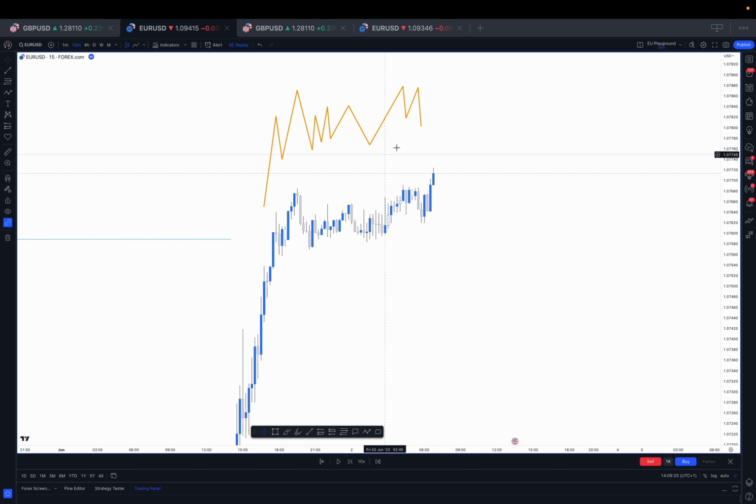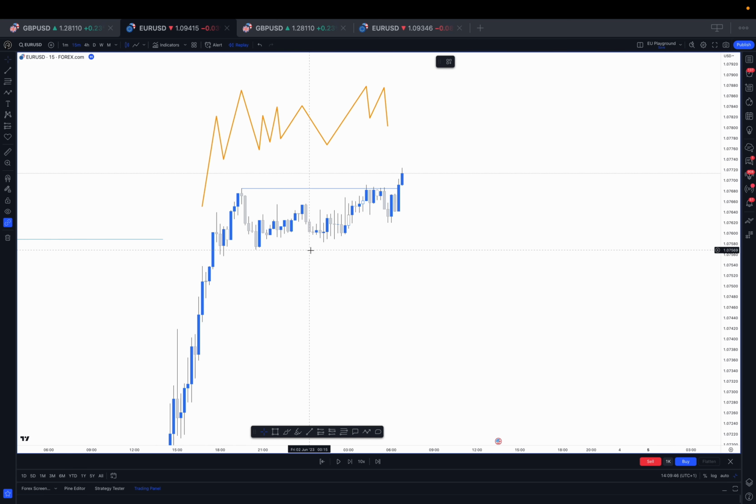Okay, so a high rather has been registered. Right now, let me draw something here. So this high has been taken out by this push here. You can see that. So let's just make that a breaker structure on the 15 minutes. So we know that this is the low that led to this high being taken out. Now the question would be, do we need to wait for this low to be taken out before we look for an entry? And the answer is no, we don't have to.